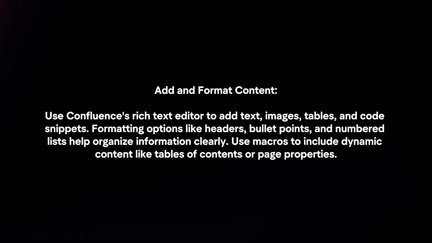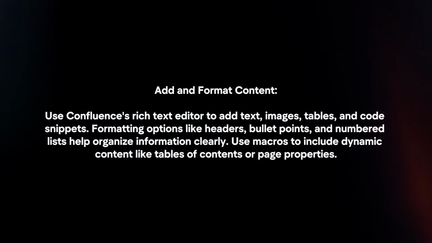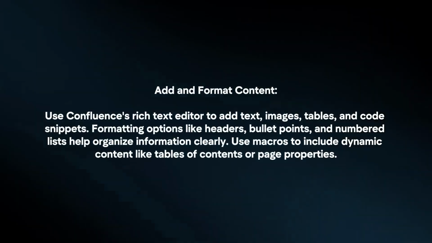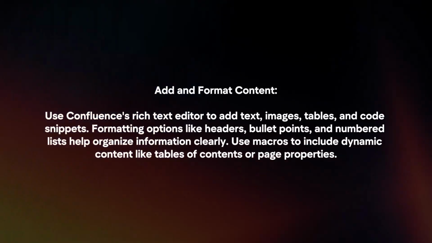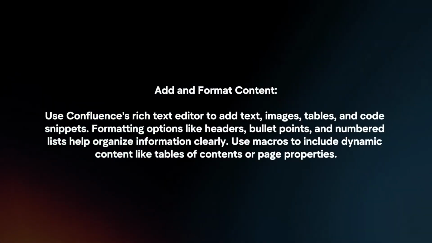Add and format content. Use Confluence's rich text editor to add text, images, tables, and code snippets. Formatting options like headers, bullet points, and numbered lists help organize information clearly. Use macros to include dynamic content like tables of contents or page properties.